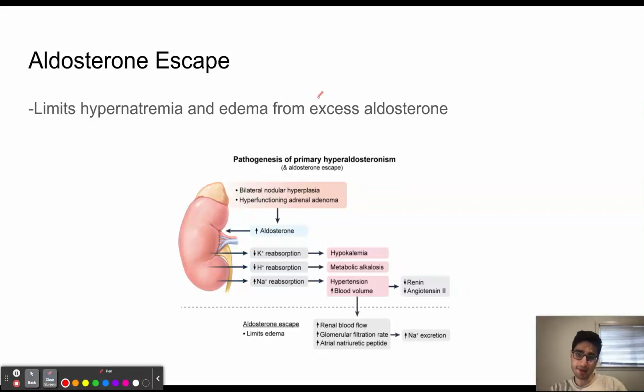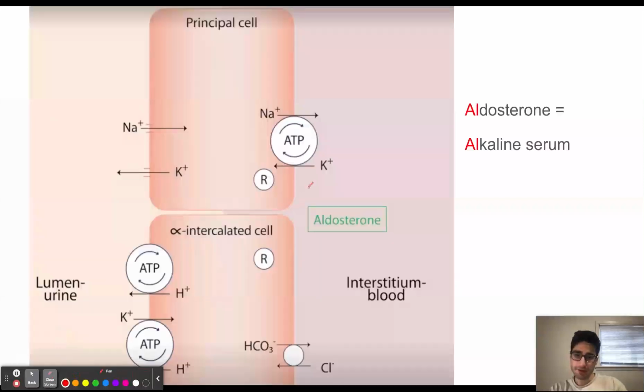Aldosterone escape is a mechanism in our body that is going to limit hypernatremia and edema from excessive aldosterone. The aldosterone is going to have numerous effects on the collecting tubules of our kidneys. It is going to act on the sodium potassium pump on the basolateral side of the principal cell.